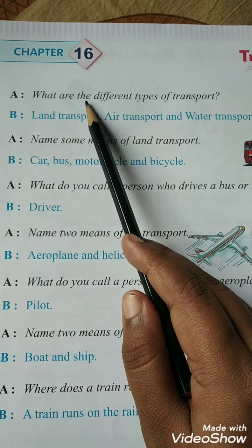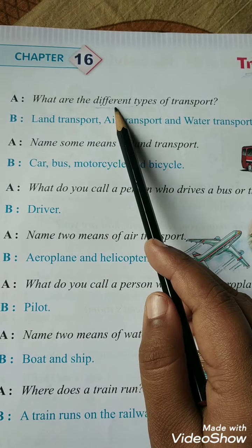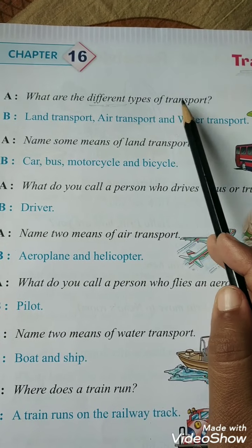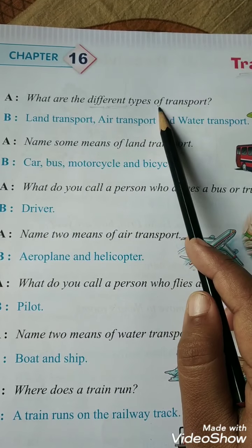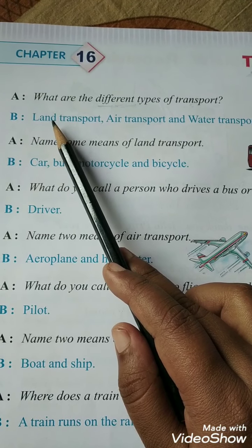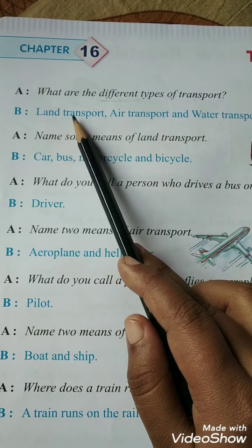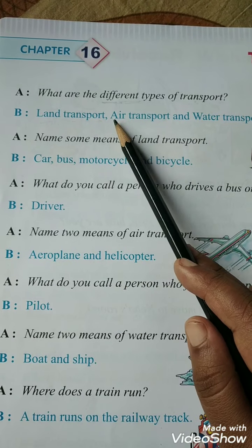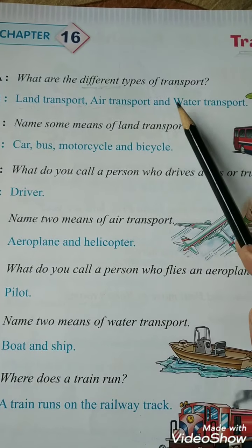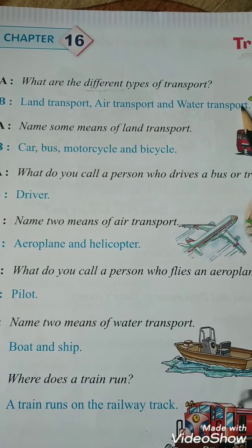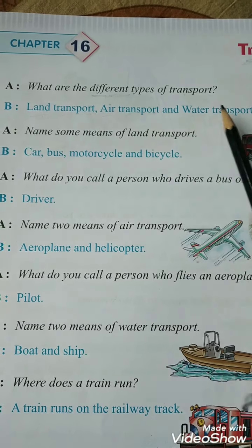What are the different types of transport? Say with me. Land, L-A-N-D, land transport. Air transport. And water transport. So what are the different types of transport? Land transport, air transport, water transport.